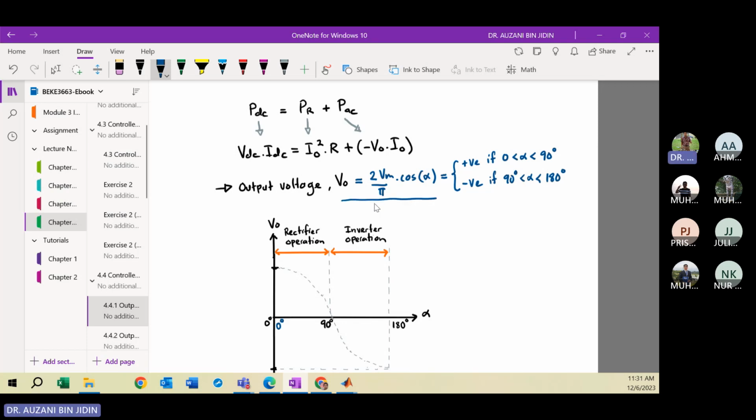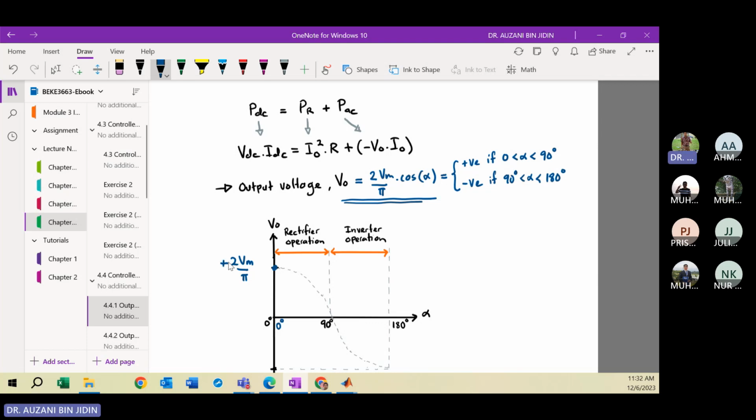Based on this equation, you set alpha to 0, so cos 0 will be 1. Then you get the maximum output voltage, which is this point, the blue color. So this is the maximum, where the value of the output is 2Vm divided by pi, where the value is positive.